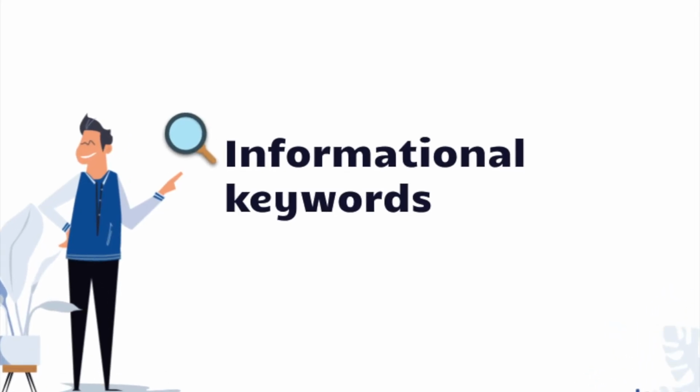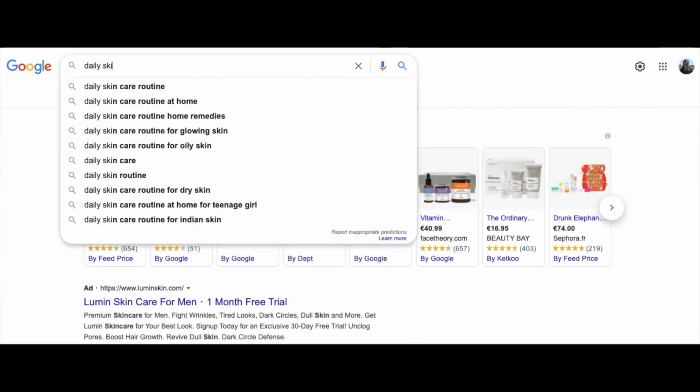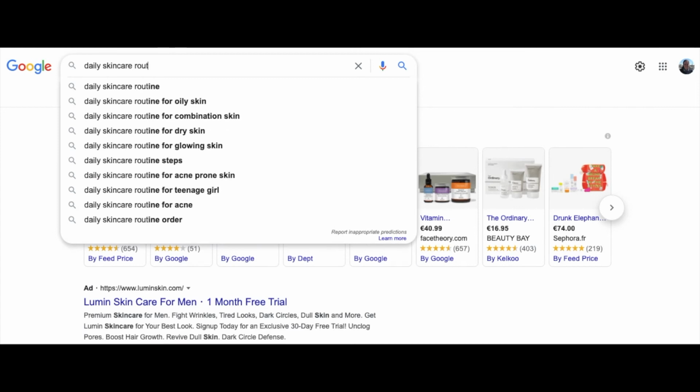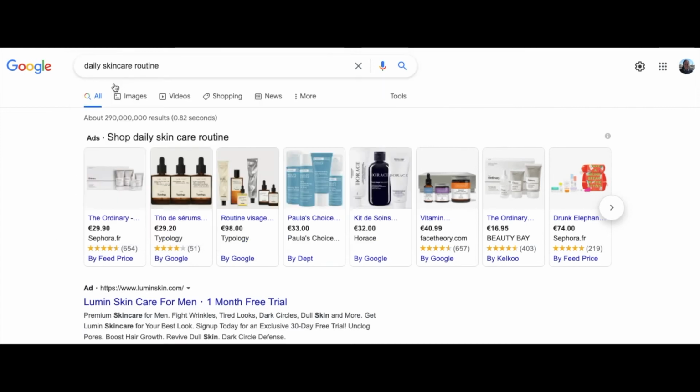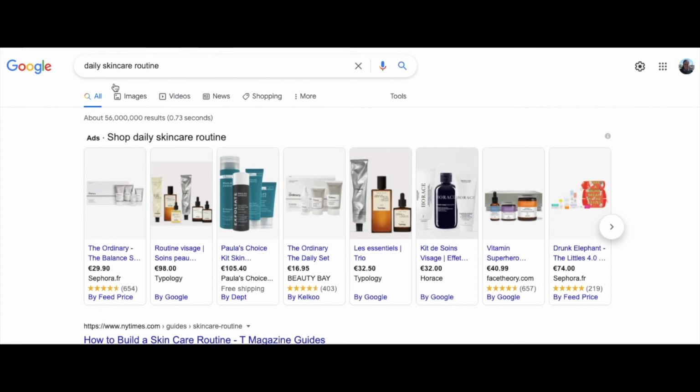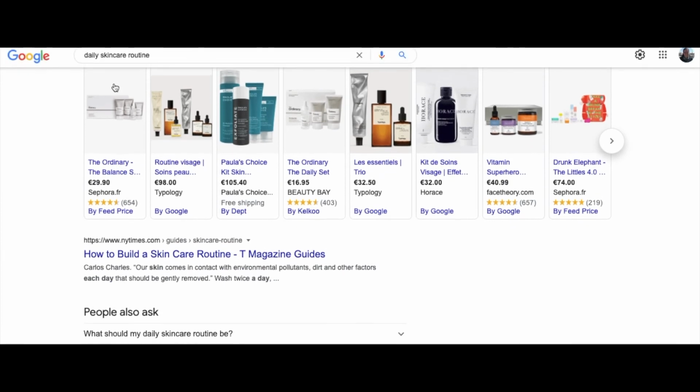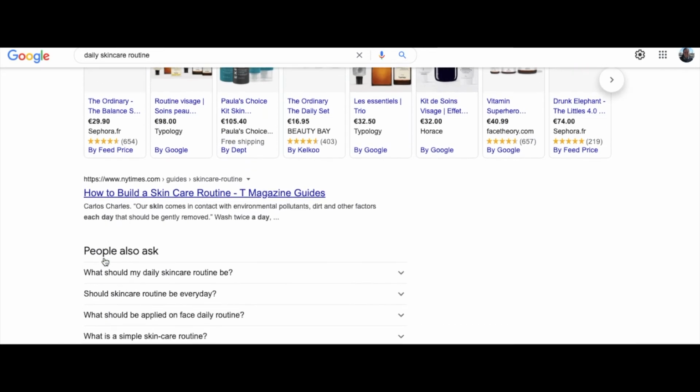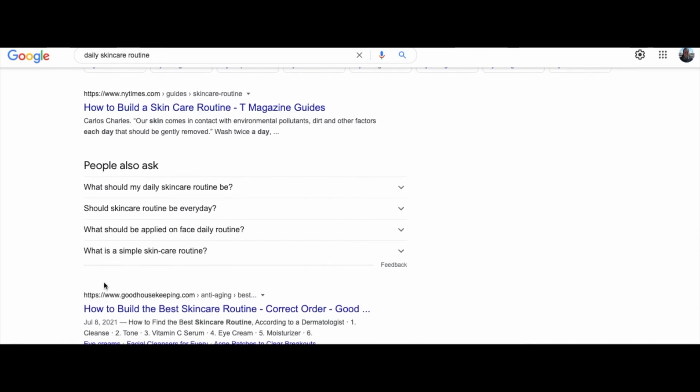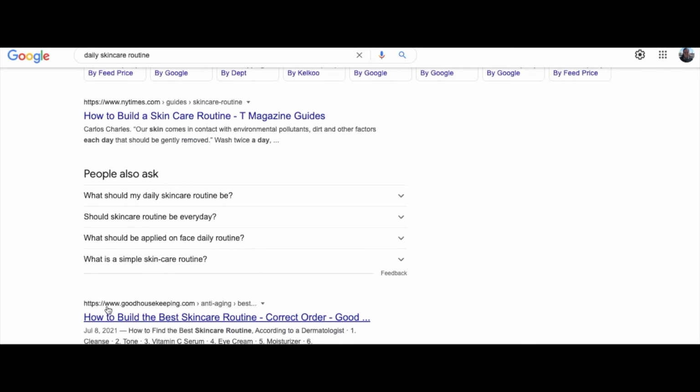Informational keywords. Informational keywords are there to provide as much information as possible to internet users rather than generate an immediate sale. For example, a guide on health insurance or daily skincare routine. Unlike commercial keywords, they generate high search volumes but low conversion rates.